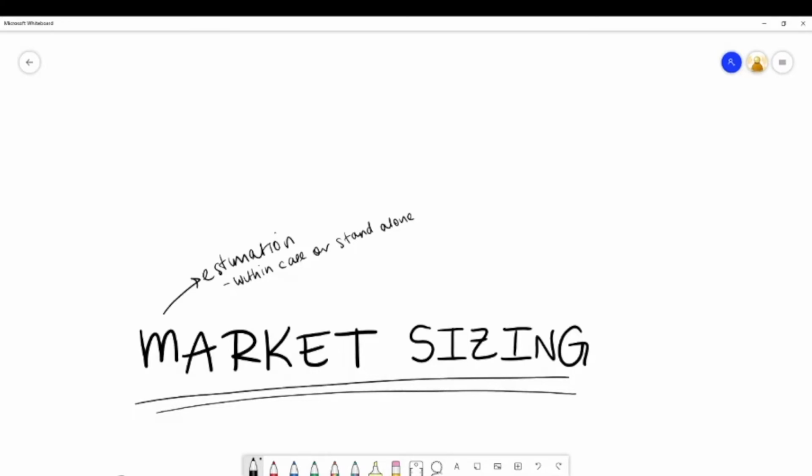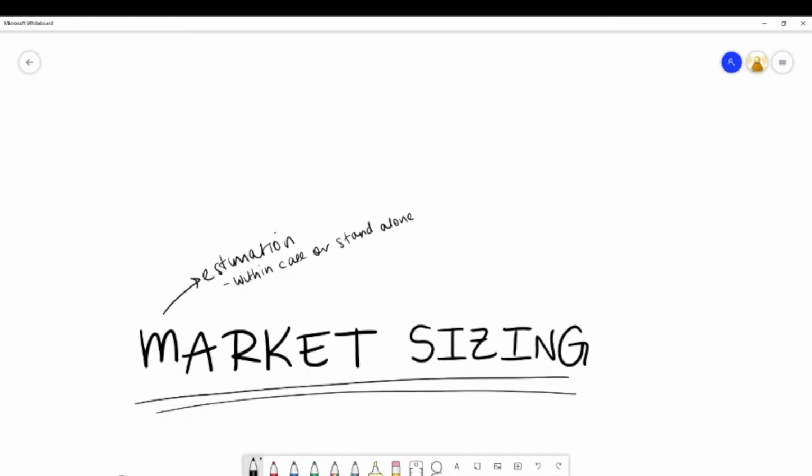So market sizing is basically when you are asked to estimate the market of a particular item or a particular business. As I said, it can be embedded into a bigger case question. For example, if your case question ends up being about the manufacturing of meat, before you actually get into what the problems are and start solving the case, the interviewer might ask you to estimate what that meat market size is.